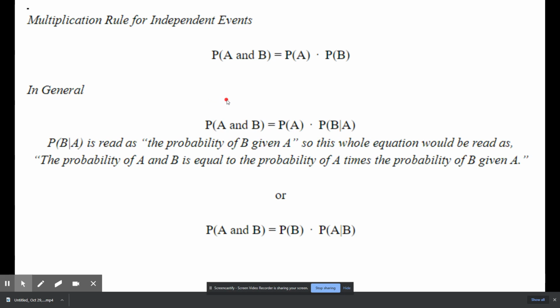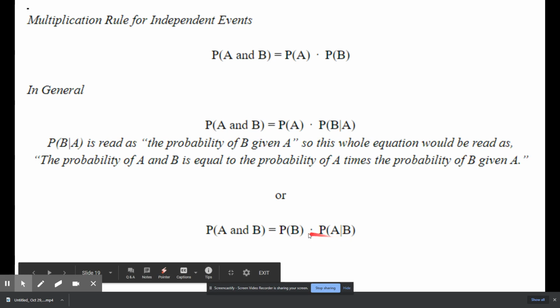For both independent and dependent events, if you want the probability of A and B, it's the probability of the first thing times the probability of the second given the first. This is fancy notation for basically saying the probability of getting B given that A happens. So if it's picking an ace and then an ace, it would be the probability of an ace, and then the probability of an ace given that you got an ace. So you can read all of that. And basically the same thing down here. You could switch the B and the A around: probability of B times the probability of A given that B happens.